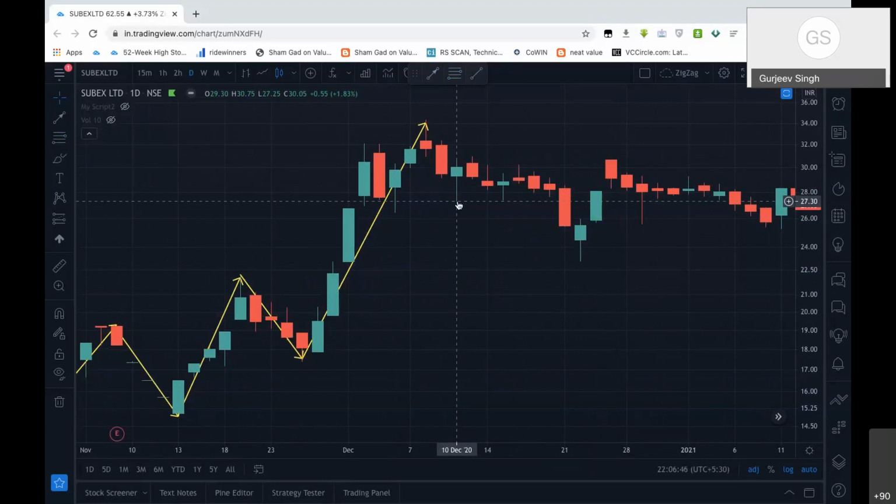Why is this not a valid point? Because we don't have a fifth candle over here. 1, 2, 3, 4, and there is no fifth candle over here. Right. Is this a valid point?